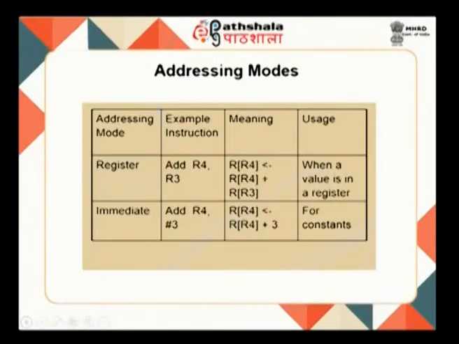The first one is the register addressing mode, where you specifically say the value is available in a register. Say for example, add R4 and R3. You are just adding the contents of 2 registers R4 and R3. Because only 2 operands are specified, the result will automatically go to one of the registers. If you specify the operand directly as part of the instruction itself, as given in the second row, add R4, 3, 3 is the operand itself, which is normally used for constants. This is called immediate addressing.